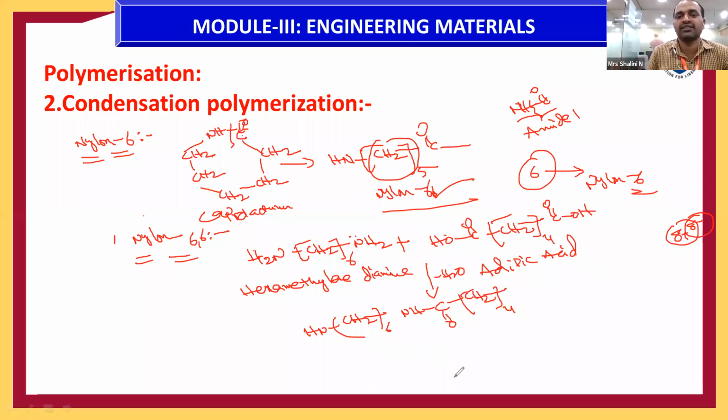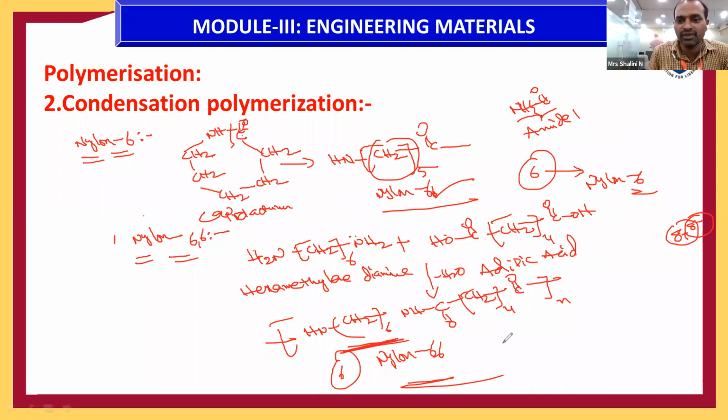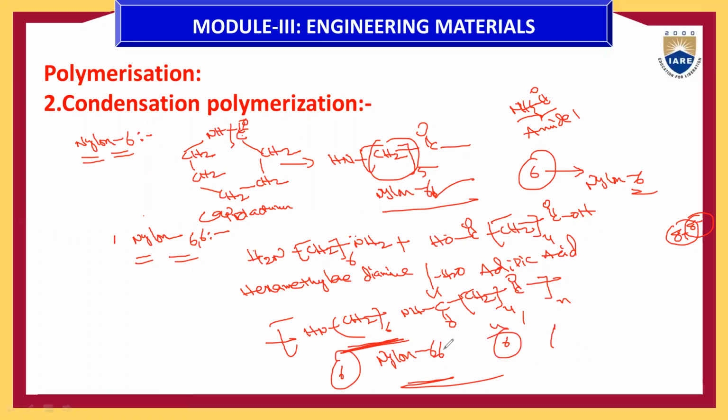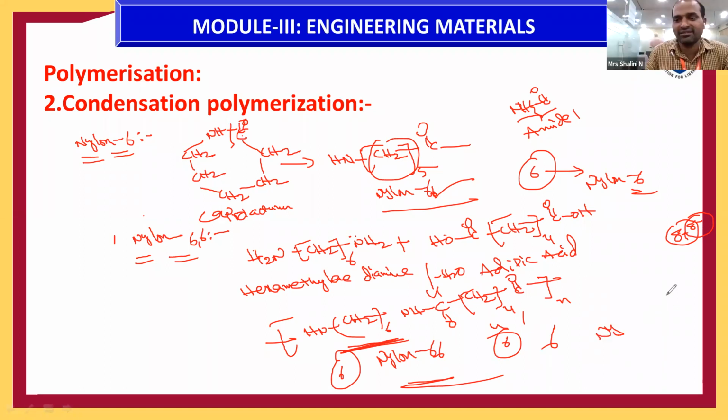So this is called nylon 6,6. Why do we call it nylon 6,6? Because here, how many carbons are there? 6 carbons. Here, how many carbons are there? 1, 4, 1, that is 6 carbons. Hexamethylene diamine has 6 carbons and adipic acid also has 6 carbons. When they undergo condensation polymerization, we get nylon 6,6. This is an example of condensation polymerization. One more example is urea formaldehyde.